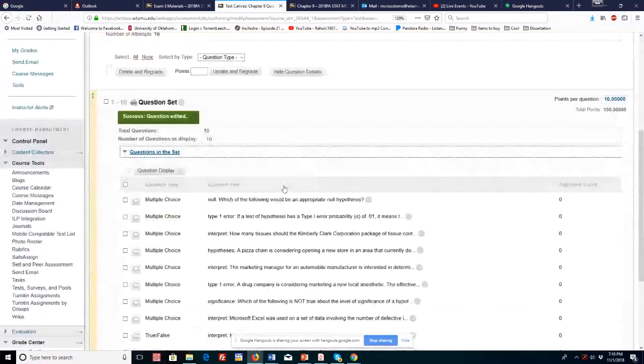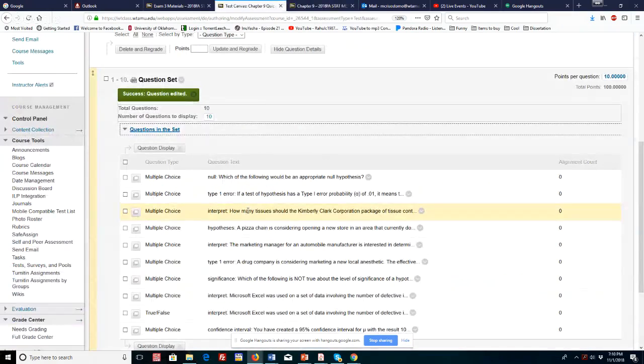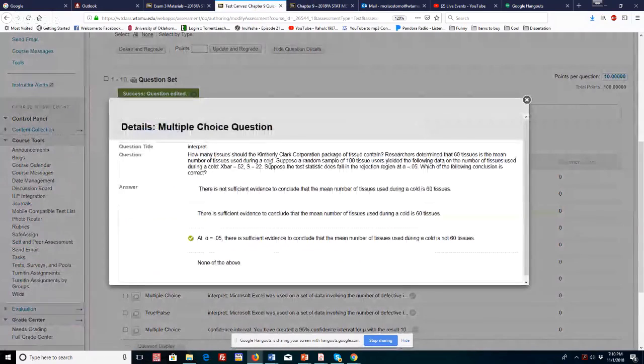All right, so if you go over here, this is what you want to go by. If it is in the region of rejection, then we're going to reject the null. And if we reject the null, then we have sufficient evidence to say that the null is not true. So going back over here, suppose the test statistic does fall in the region of rejection. So we're going to reject the null. Which of the following is correct? That we have sufficient evidence to say that the null is not true. So this is why this one is correct. Sorry about that, guys.